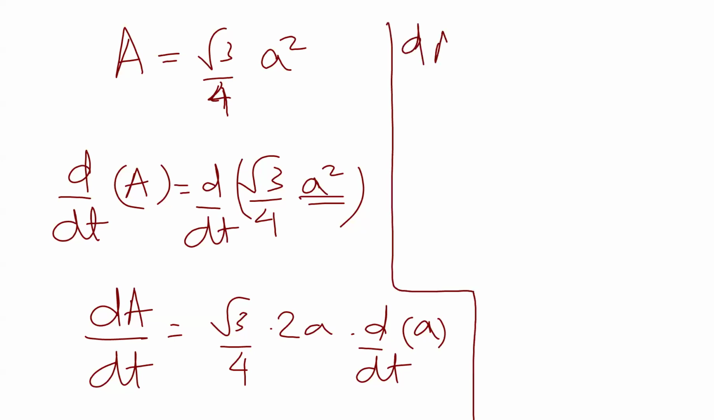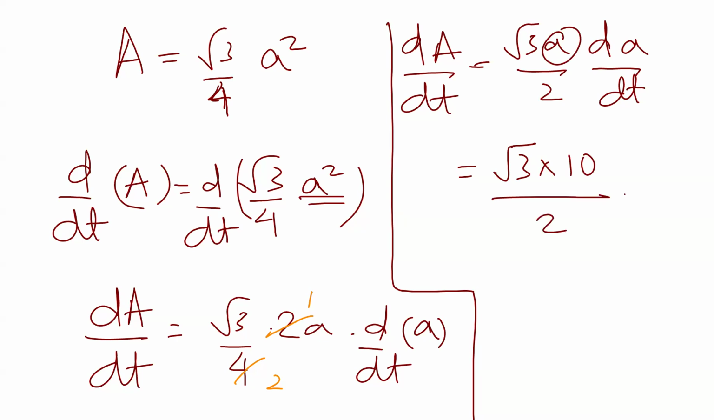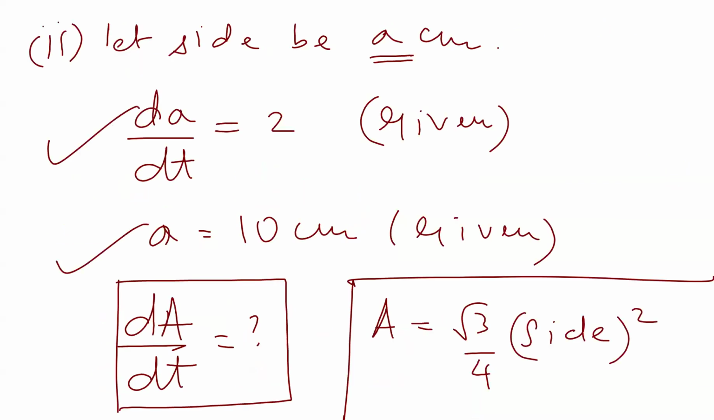So dA by dt is equal to, now these 2 ones are 2, twos are root 3a by 2, root 3a by 2 dA by dt. Now, fortunately, in this particular problem, they have given the specific values. The initial side is 10 centimeters, so A is 10, and dA by dt is 2. All these values are given in the problem. I'll show you the previous slide. See, dA by dt and A is 10.